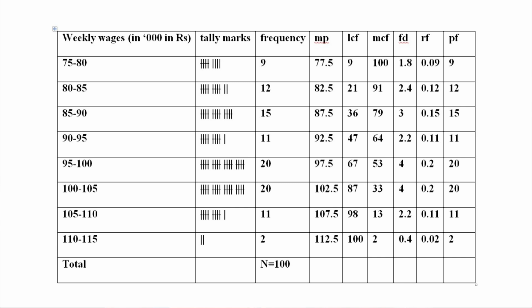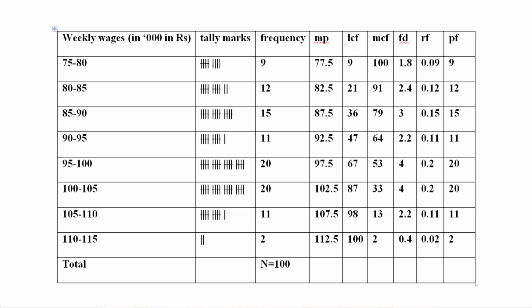Next, we need to compute the relative frequency, which is given by frequency of the class divided by total frequency. Hence, the relative frequency values of the considered class intervals are 0.09, 0.12, 0.15, 0.11, 0.2, 0.2, 0.11, 0.02, which is as shown in column 8 of the table.